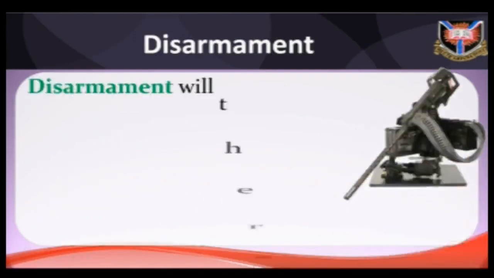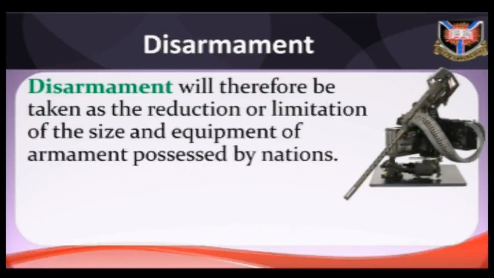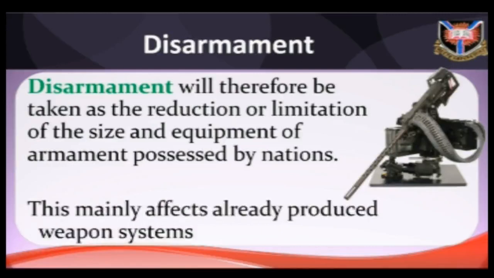Whereas in disarmament talks between nations, the focus is on reduction of arms and not total removal or deprivation of arms, since all nations agree that self-protection is necessary, as seen in Article 51 of the United Nations Charter. Disarmament will therefore be taken as the reduction or limitation of the size and equipment of armament possessed by nations. This mainly affects already produced weapon systems.